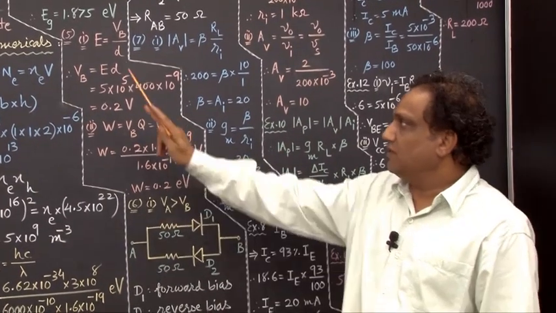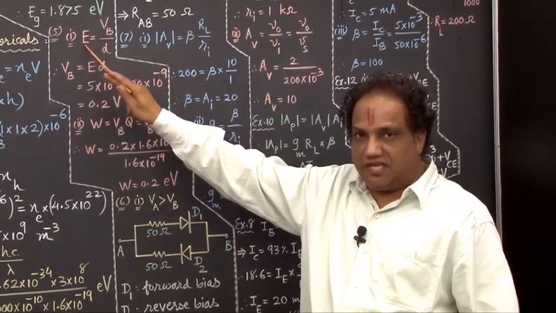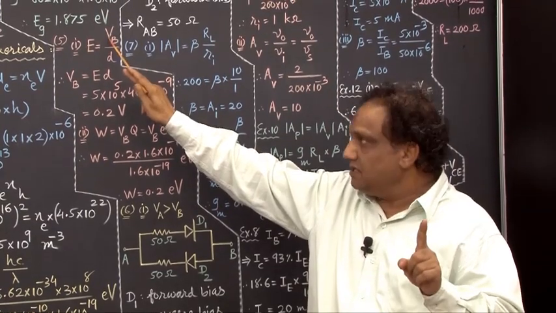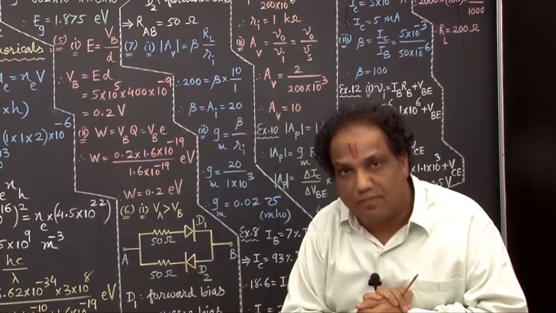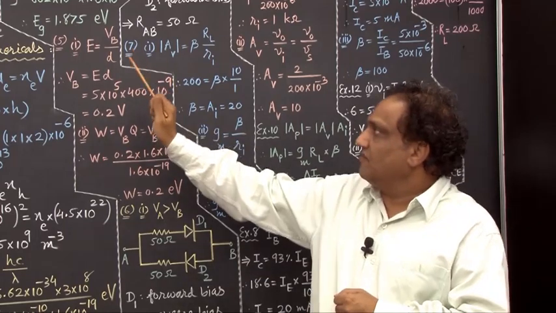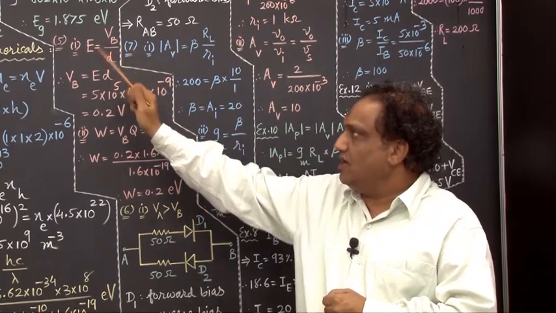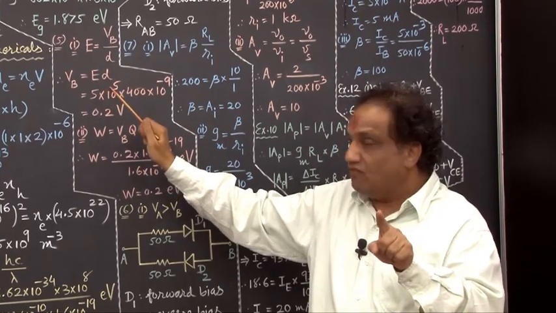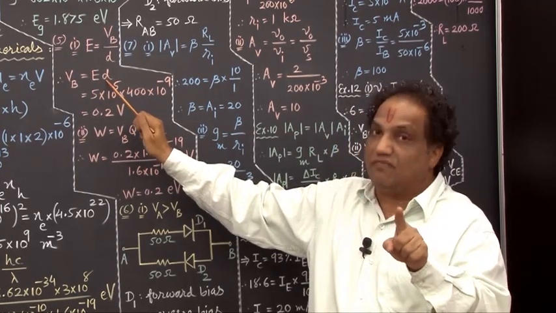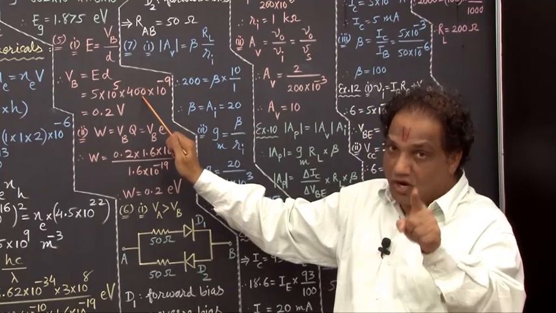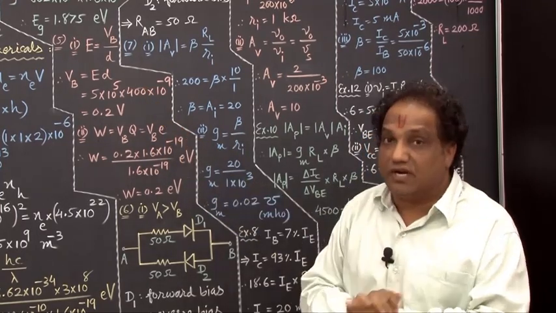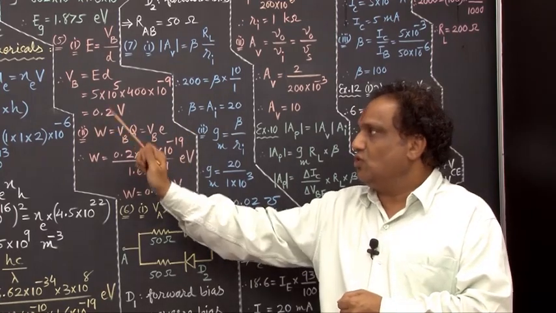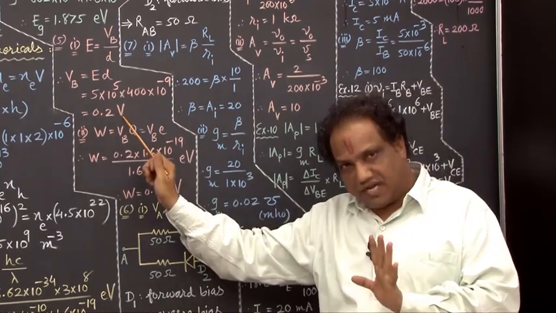Electric field strength in the depletion layer is the barrier potential divided by the width of the depletion layer. Find out VB from here, E into d. This electric field strength you are given in the statement, 5 into 10 to 5 volt per meter. What about the width of the depletion layer? 400 nanometer, converted into meter, multiply by 10 to minus 9. Fine. Now this answer is 0.2, the unit of barrier potential is volt, correct?